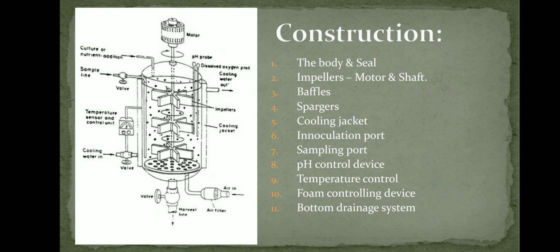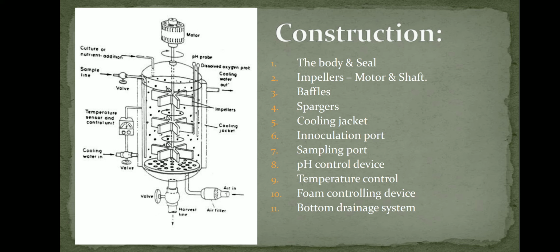Then moving on to the cooling jacket. The cooling jacket and the temperature control system work together. Whenever there is a high temperature or heat being produced inside the fermenter due to the metabolic process, when microorganisms are undergoing metabolism, they produce a lot of heat. When the heat is increased inside the fermenter tank, the temperature increases.